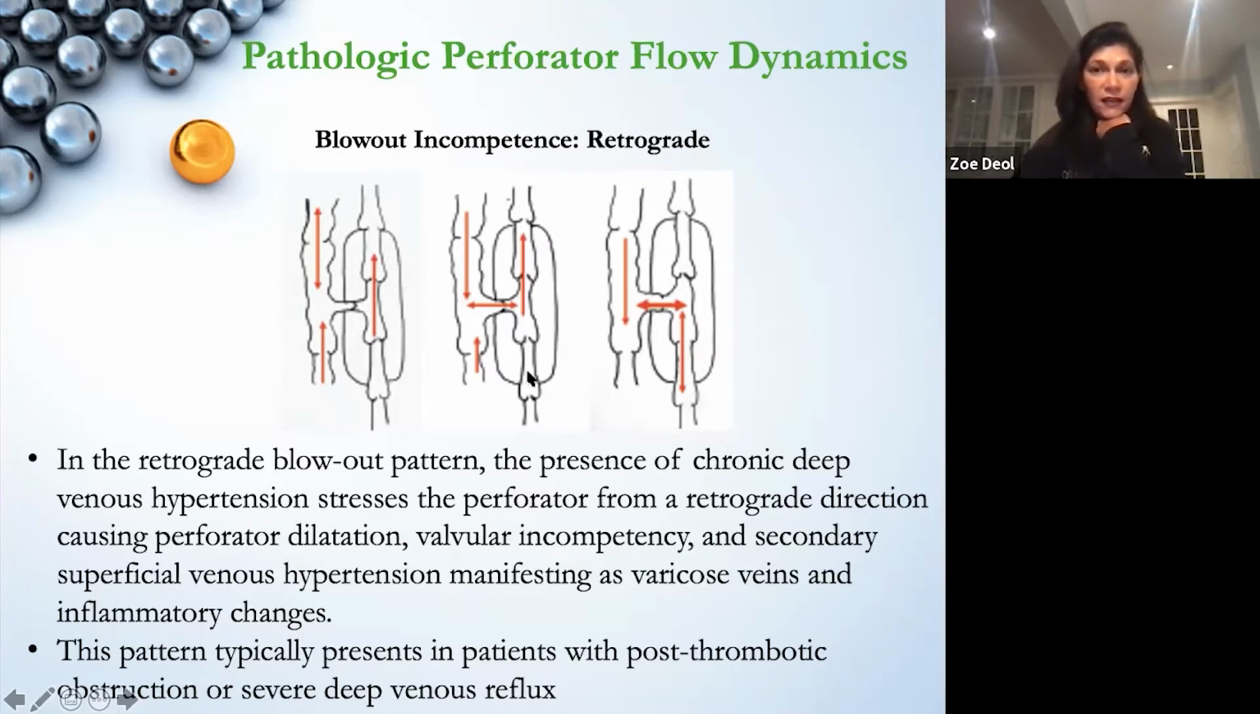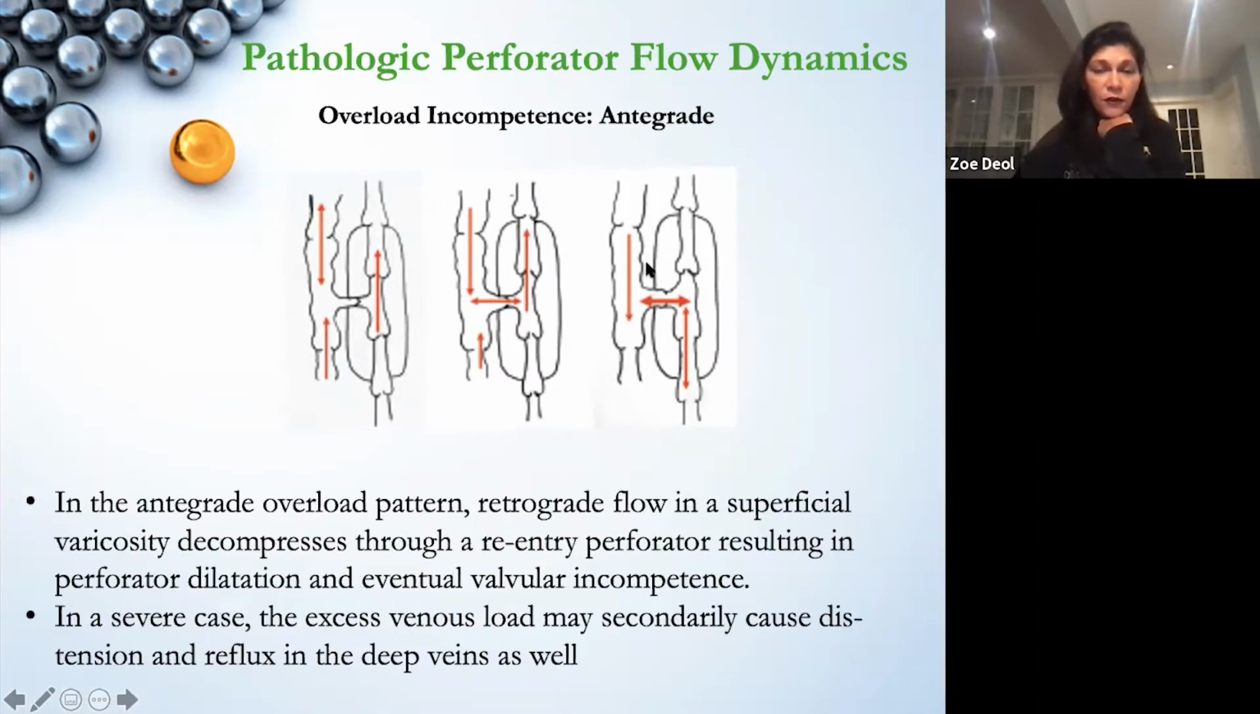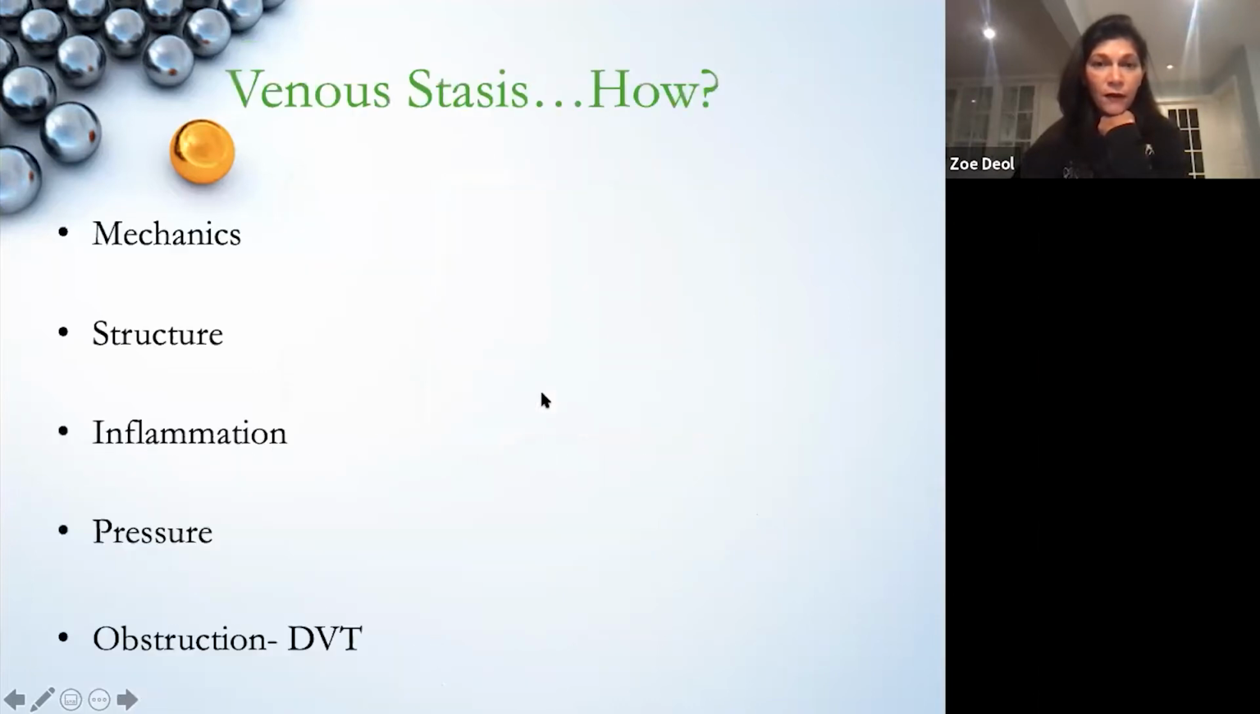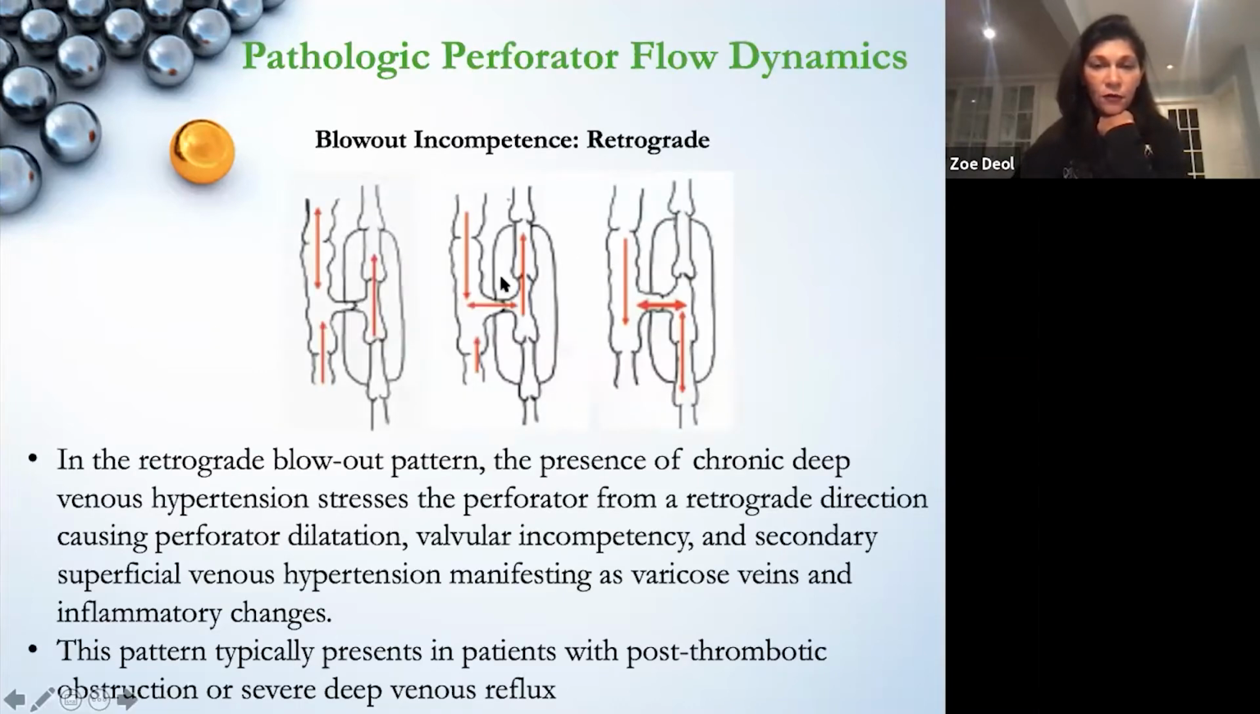And in the first case, for antegrade, if you ablate the superficial system, you will correct that pressure, and then you will see the perforator will tend to resolve and the deep system reflux will resolve after you ablate the superficial system. However, in the retrograde or blowout, when the problem is primarily deep, when you ablate the superficial system, you will not see a resolution of the perforator or the deep system reflux.